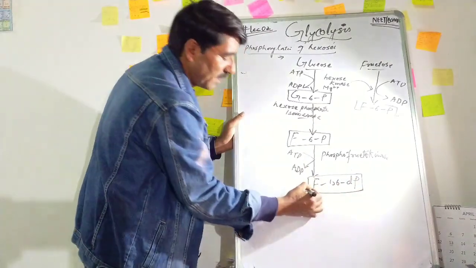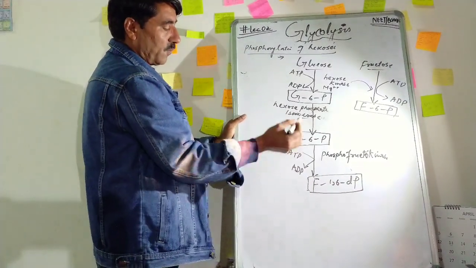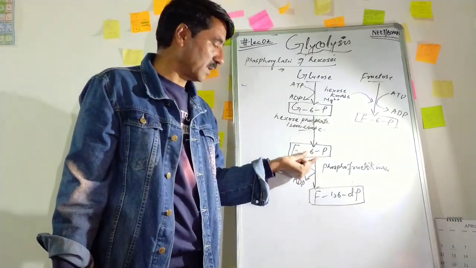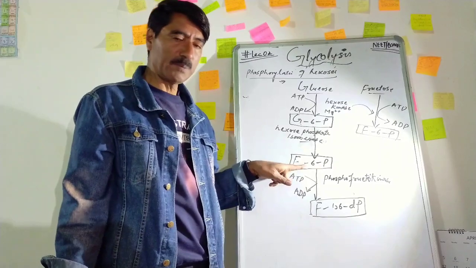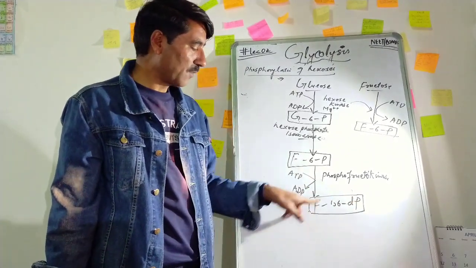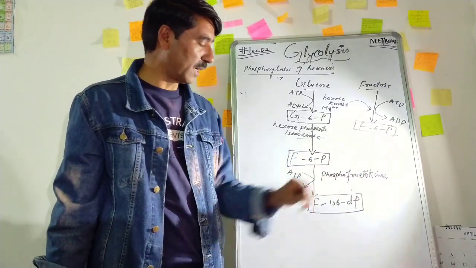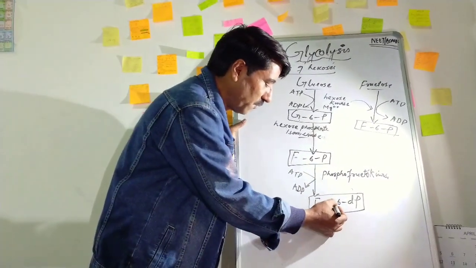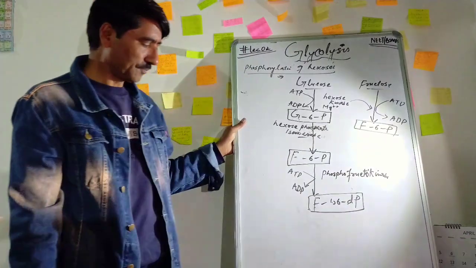Actually we were saying that here the fructose 6 phosphate had phosphorus at only one position, at carbon number 6. Now at carbon number 1 also phosphorus has come, with the help of this phosphofructokinase, and this becomes fructose 1,6 diphosphate.